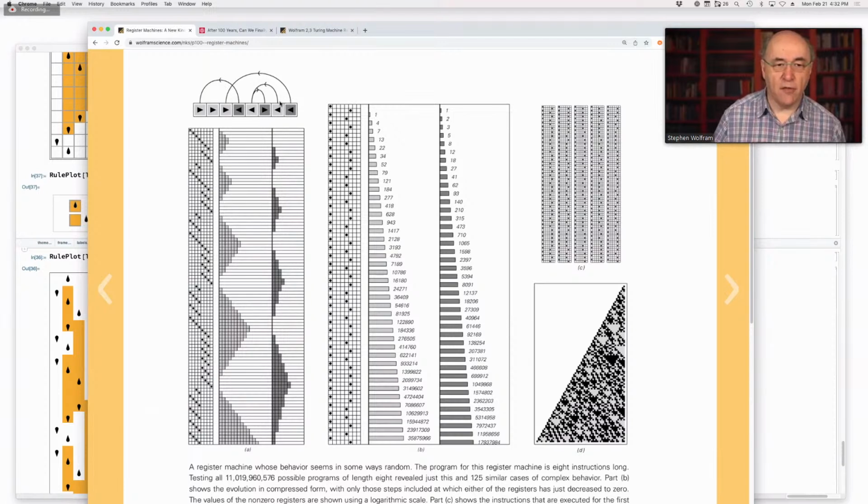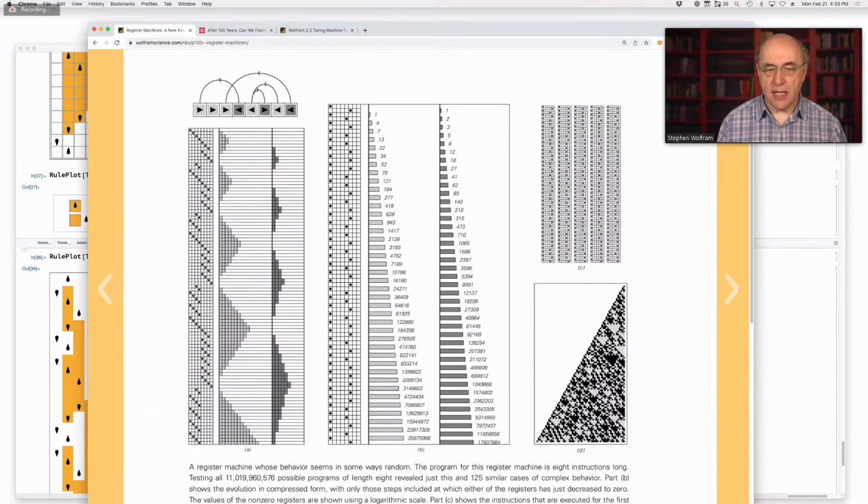That pattern of flow, there's the behavior. Now, it looks like it's pretty regular. It looks like it's just increasing, decreasing, increasing, decreasing. But if you summarize it by looking at just the values of the registers when they're bigger than they've ever been before, this is what you get.